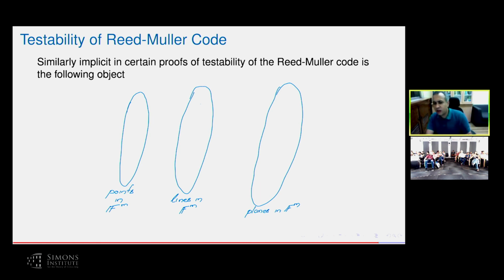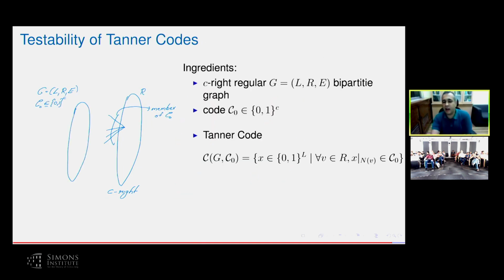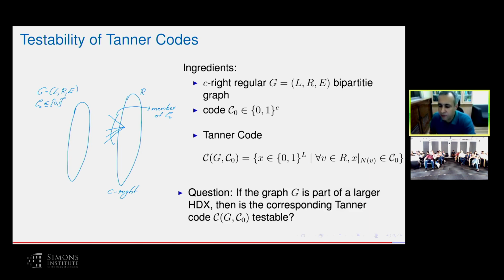So given this, it's natural to ask: if the Tanner code is actually part of a high-dimensional expander, does that make it easier to prove testability? In other words, we had defined this Tanner code this way, and we ask if this graph G, this two-layered graph, was actually part of a three-layered object, or some other object which has some high-dimensional expander property, then can we show that this corresponding code is locally testable?